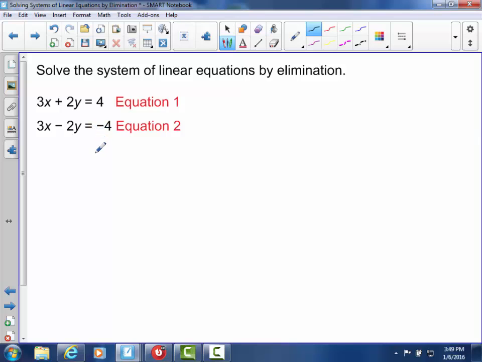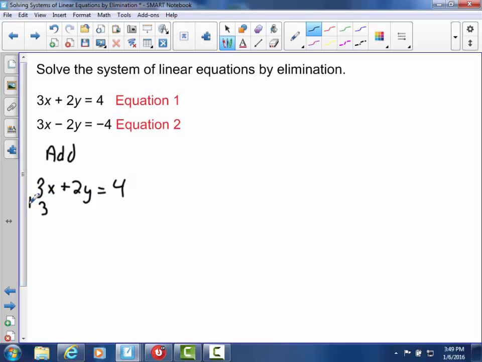I'm going to go ahead and show you both ways of doing this particular problem, and then you can decide which you would like to do more. Okay, so first I'm going to do adding. If I add these two equations together, the y's will go away. So I'm going to write them down here just so I can show you. 3x plus 2y equals 4 plus 3x minus 2y equals -4. When we add these together, 3x plus 3x is 6x.